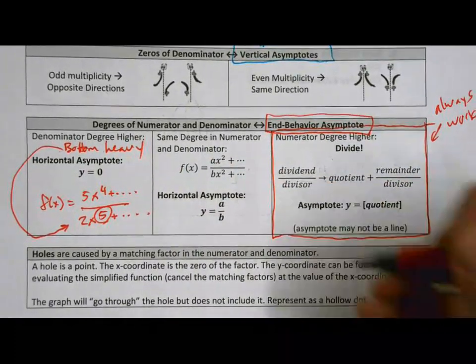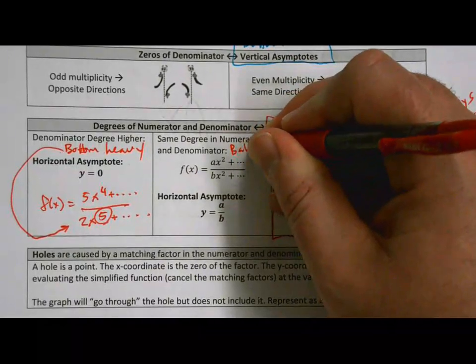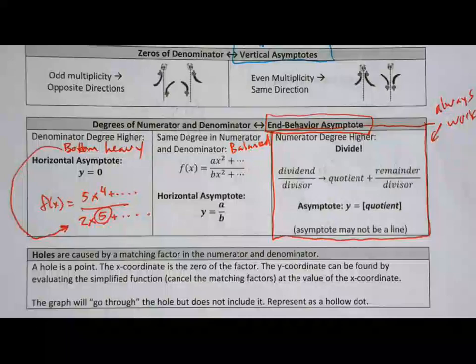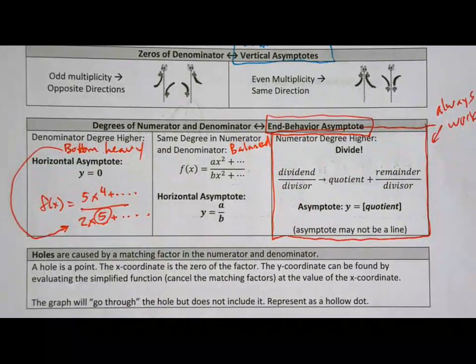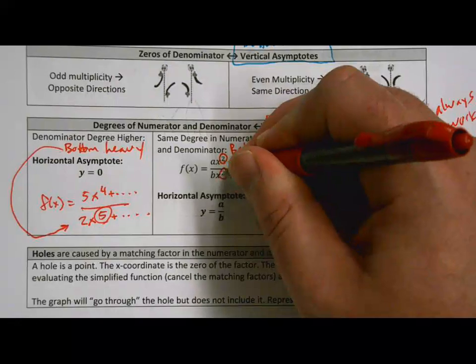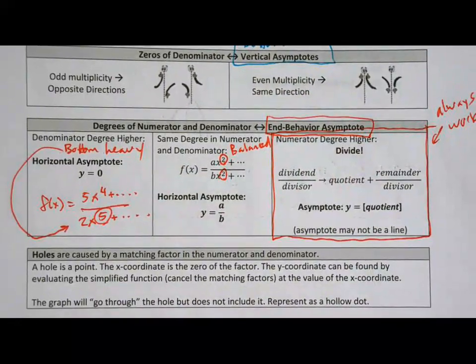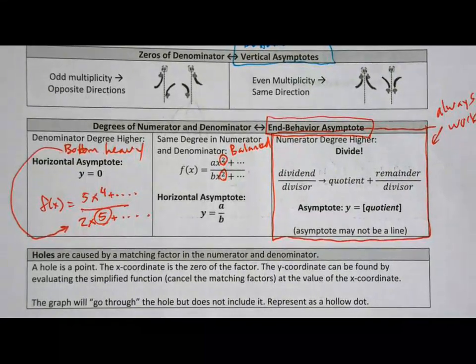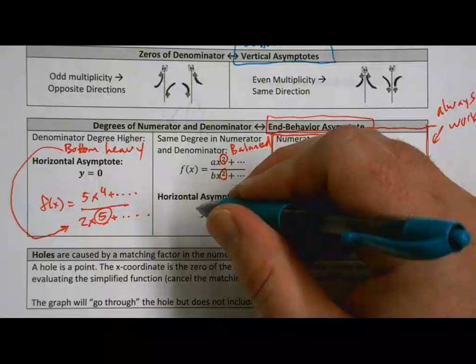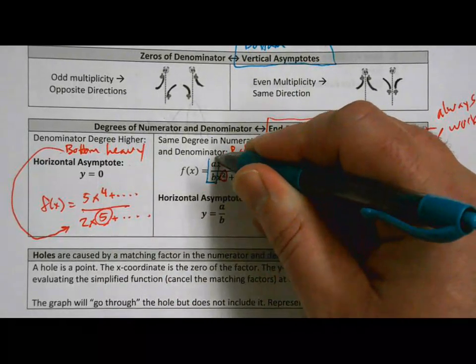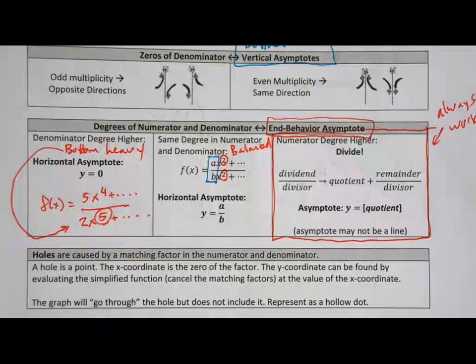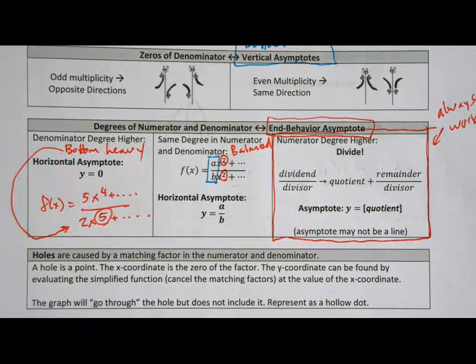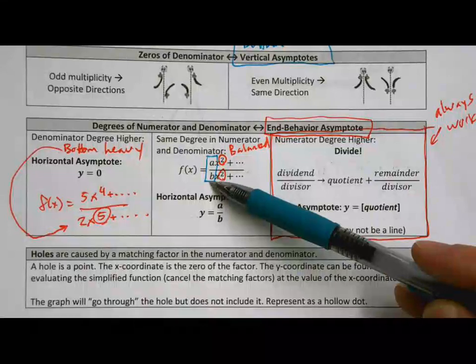The next one I call balanced. And balanced would be if I have the same degree in the numerator and the denominator. And in that case, the end behavior asymptote is just y equals, and then you look at the lead coefficients of both of your lead terms. So just divide them. Okay, so if this had been 5 and 2, then it would be y equals 2.5.